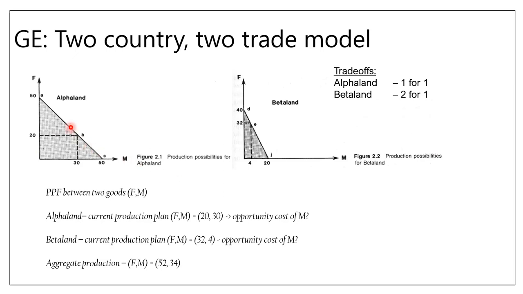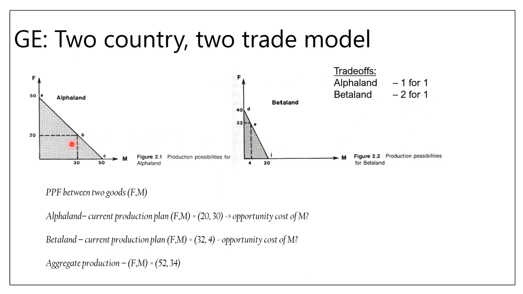But if we wanted to make an additional machine in alpha land, right? So we currently make 20 units of food, 30 machines. We want to move to 31. Well, I don't think it's difficult for you to see that you would move over here to 31 and you would lose 1 unit of food. So the opportunity cost of making more machines is 1 unit of food.